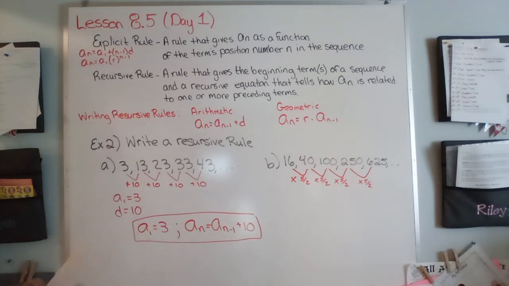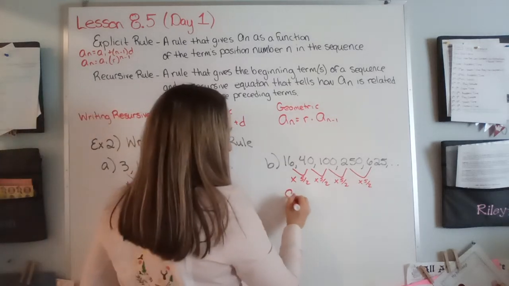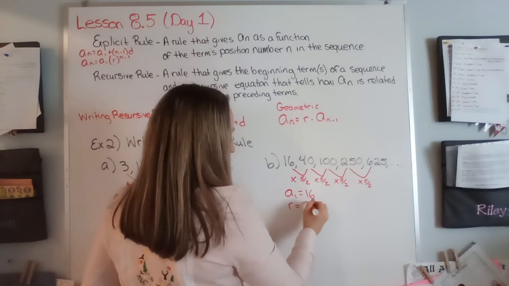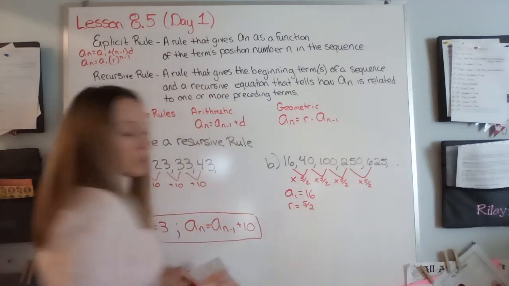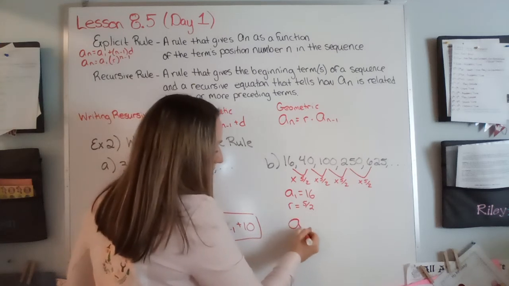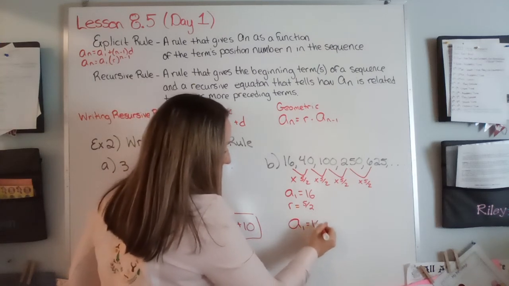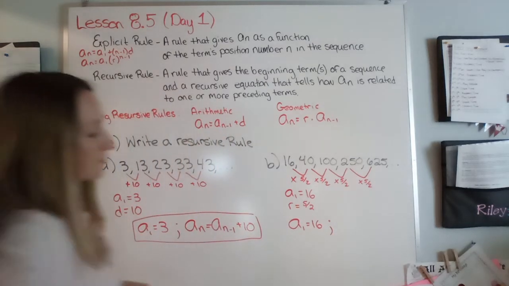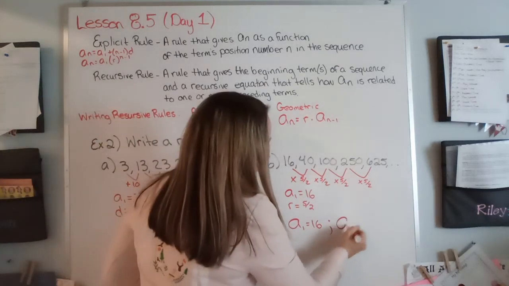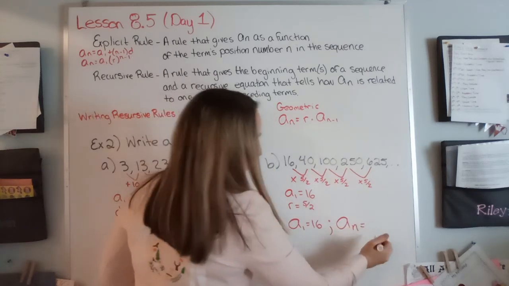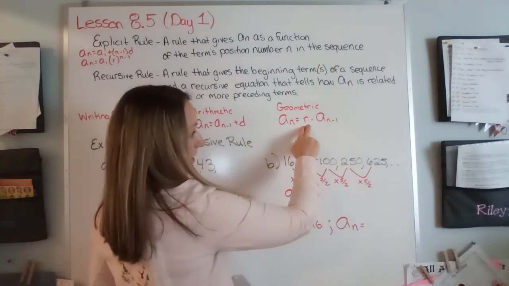All right, so since it is geometric, again, the two pieces of information I need to know are the first term, which is 16, and the r value, which is 5 over 2. To write your recursive rule, you start by stating the beginning term of the sequence, which in this case is 16, and then you give the rule. And for geometric, it's going to be a sub n. To get to the next term, you take the previous term and you multiply by r.